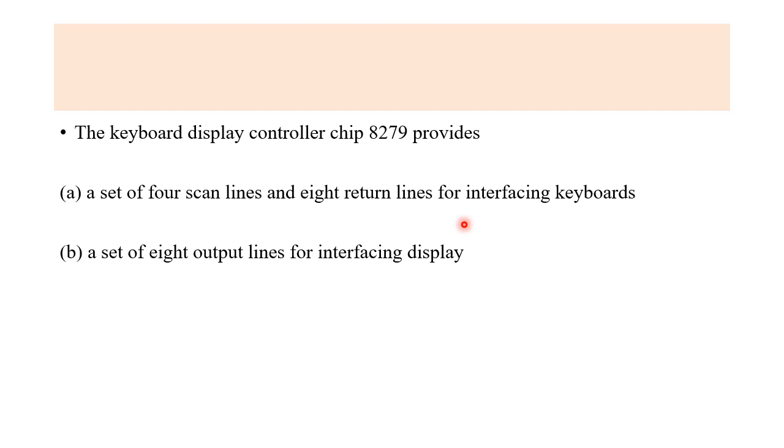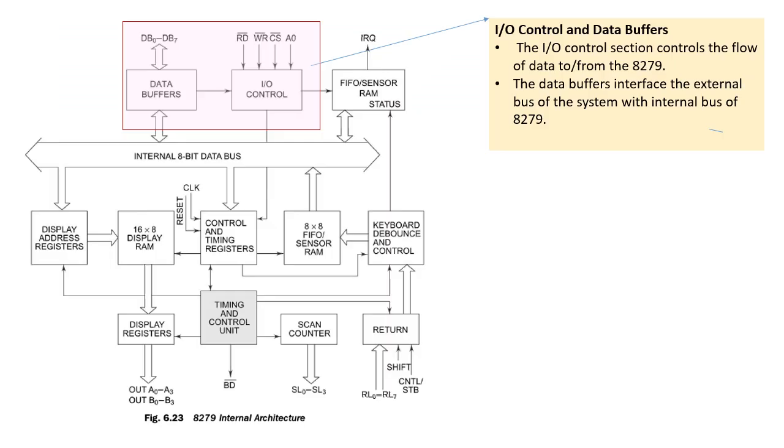The keyboard display controller chip has an interface with the keyboard as well as the display. For interfacing keyboards, it has a set of 4 scan lines and 8 return lines. For interfacing the display, it has a set of 8 output lines. This is the internal architecture of the 8279. Now let us discuss each section inside this 8279 keyboard display controller.